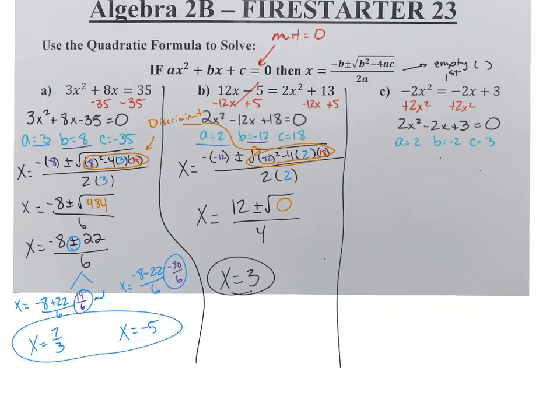All right, C, we did this in class. Like I said, I moved the -2x squared over to the right side.